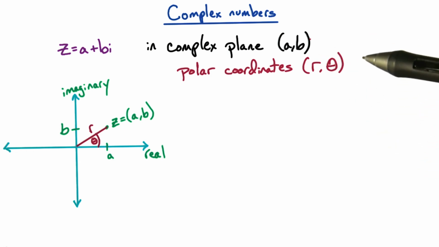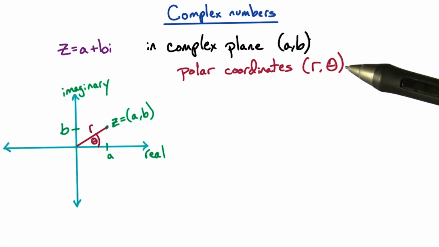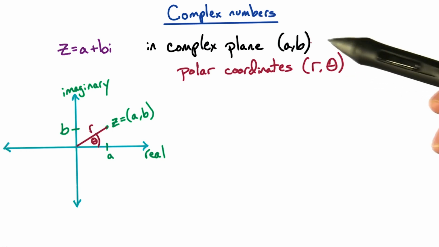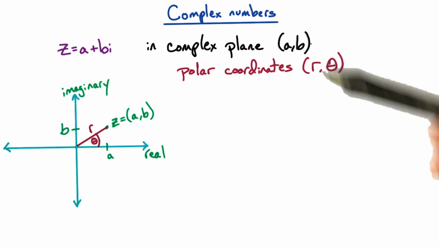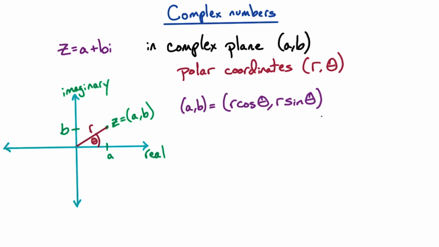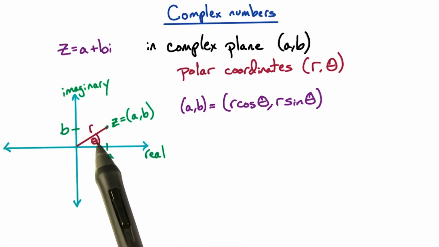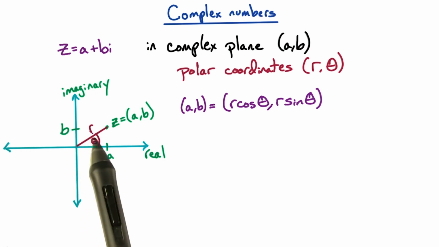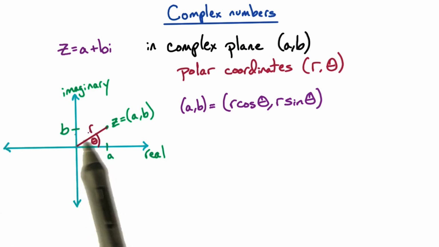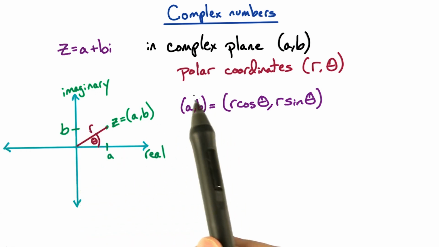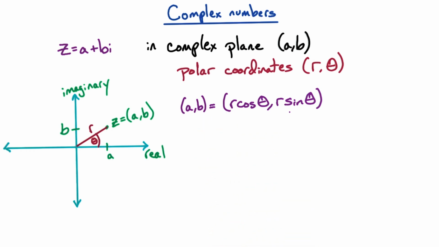Before we delve into properties of polar coordinates, let's review some basic properties. First off, how do we convert between polar coordinates and complex Cartesian coordinates? Well, if you remember a little bit of trigonometry, you'll recall that this length a is equal to r times cos theta, and this length b is equal to r times sine theta. So this gives us a way to convert between Cartesian coordinates and polar coordinates.